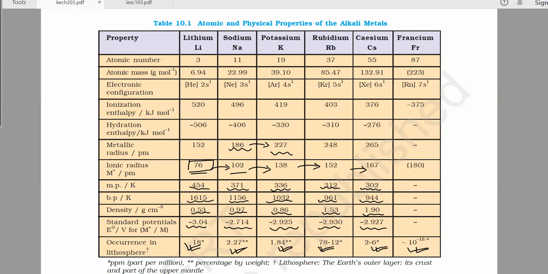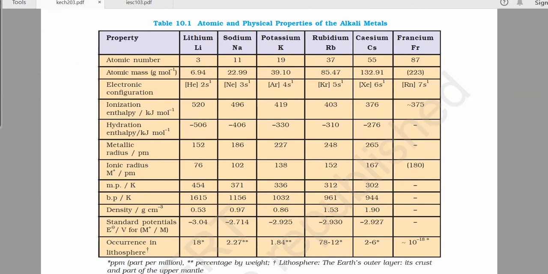So these were the discussion about the first group elements for their physical properties. In the next class, we are going to discuss the chemical properties and the different kinds of trends which are being followed for the alkali metals in our periodic table.